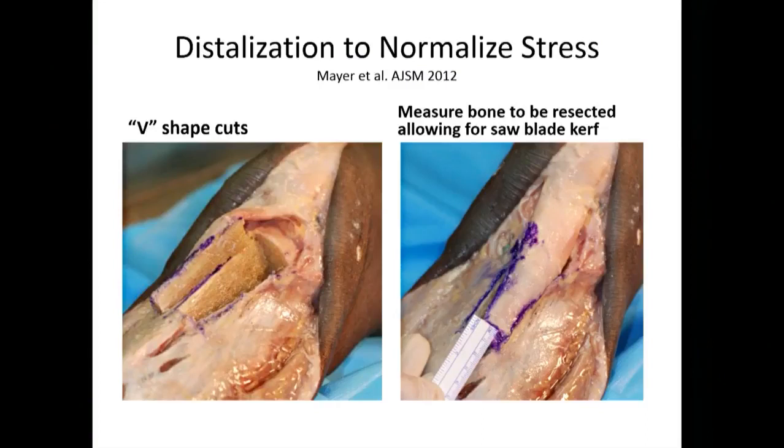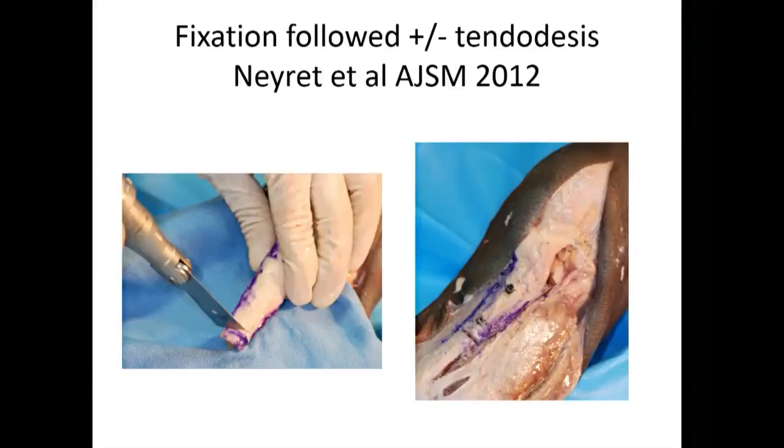I'm using a V-type cut. It's different than my straight medialization or even anteromedialization. I just want to have a lot of cancellous bone to speed the recovery. Then we just measure the amount of bone to be resected, allowing for the amount of blade kerf, and then just distalize it and fix it.